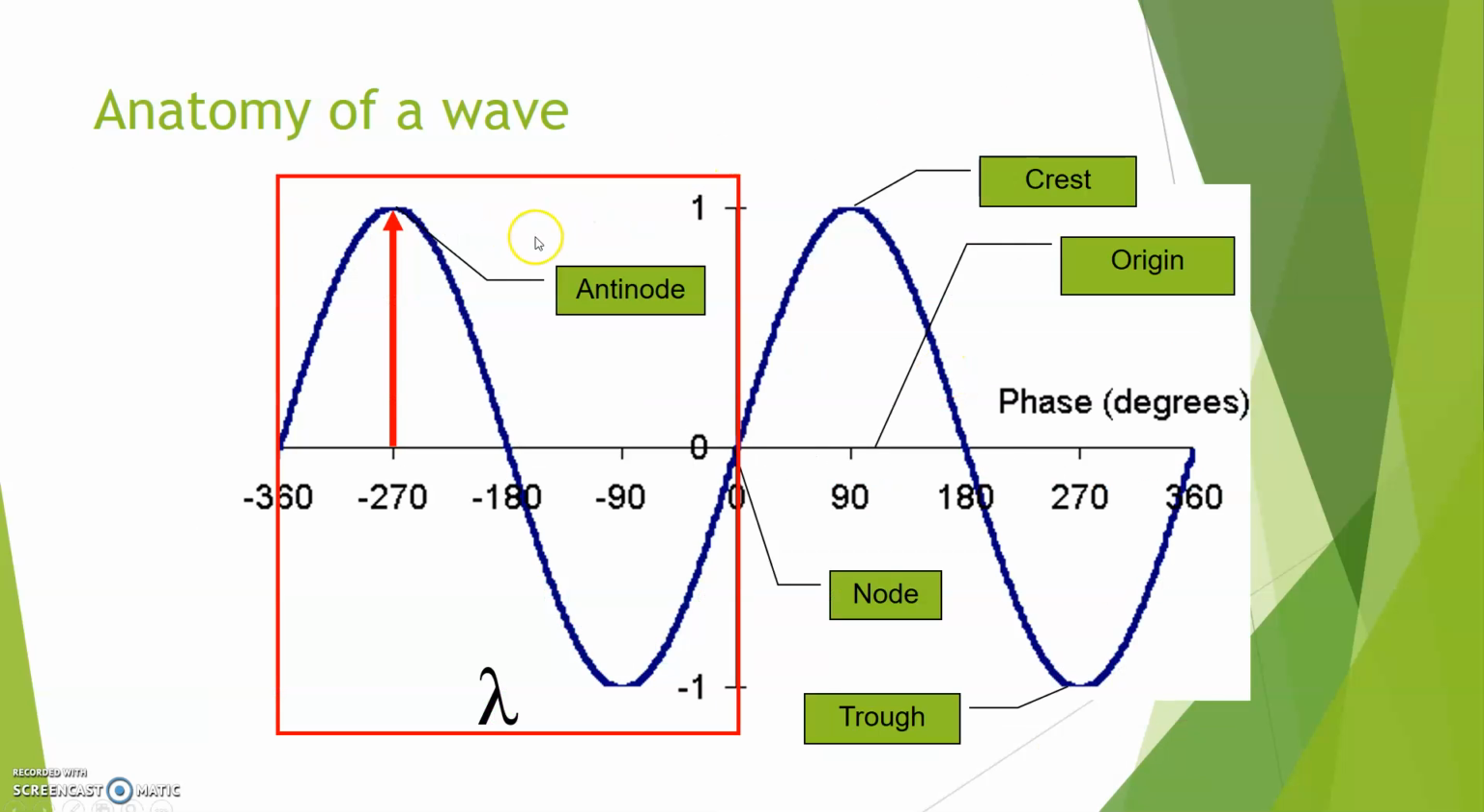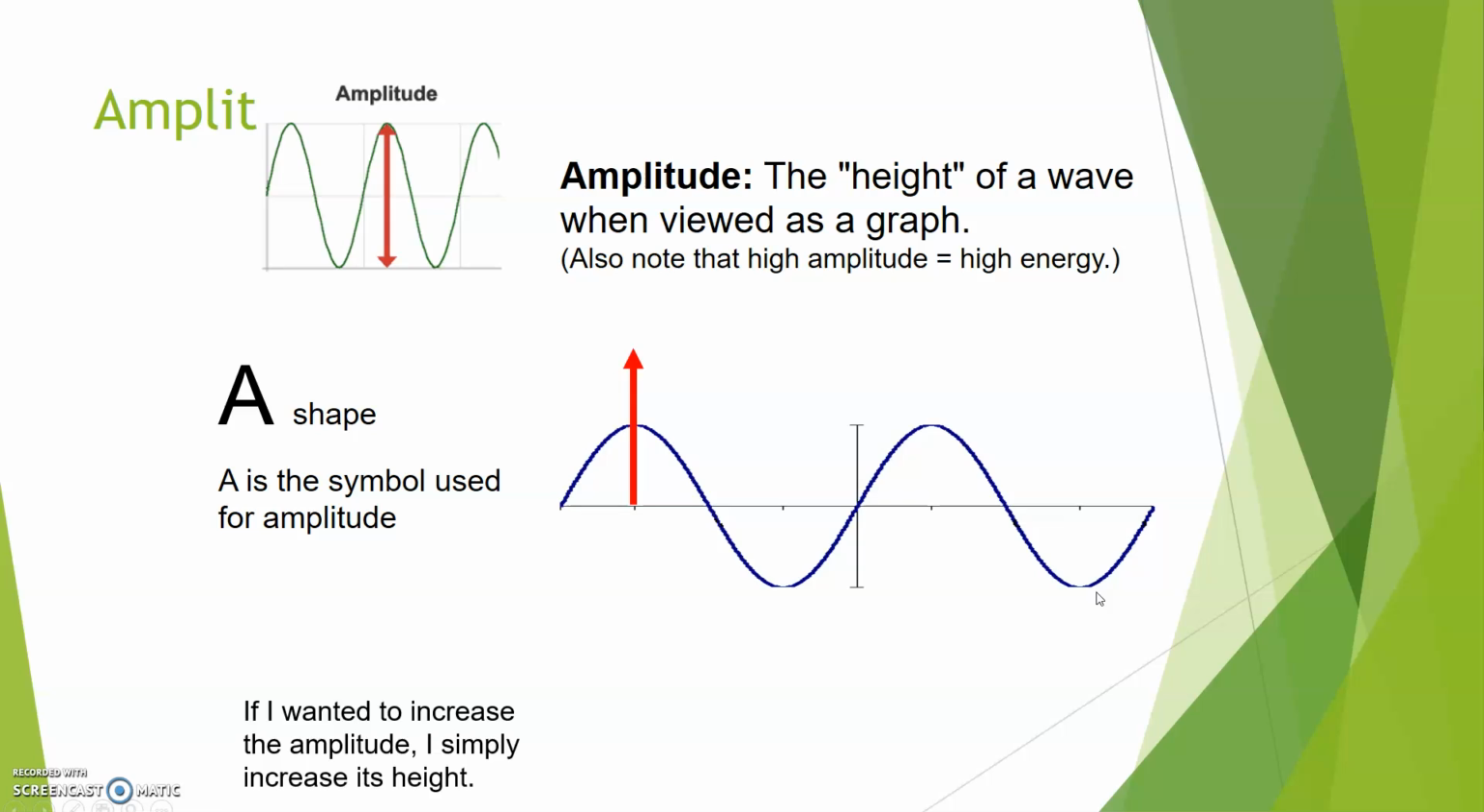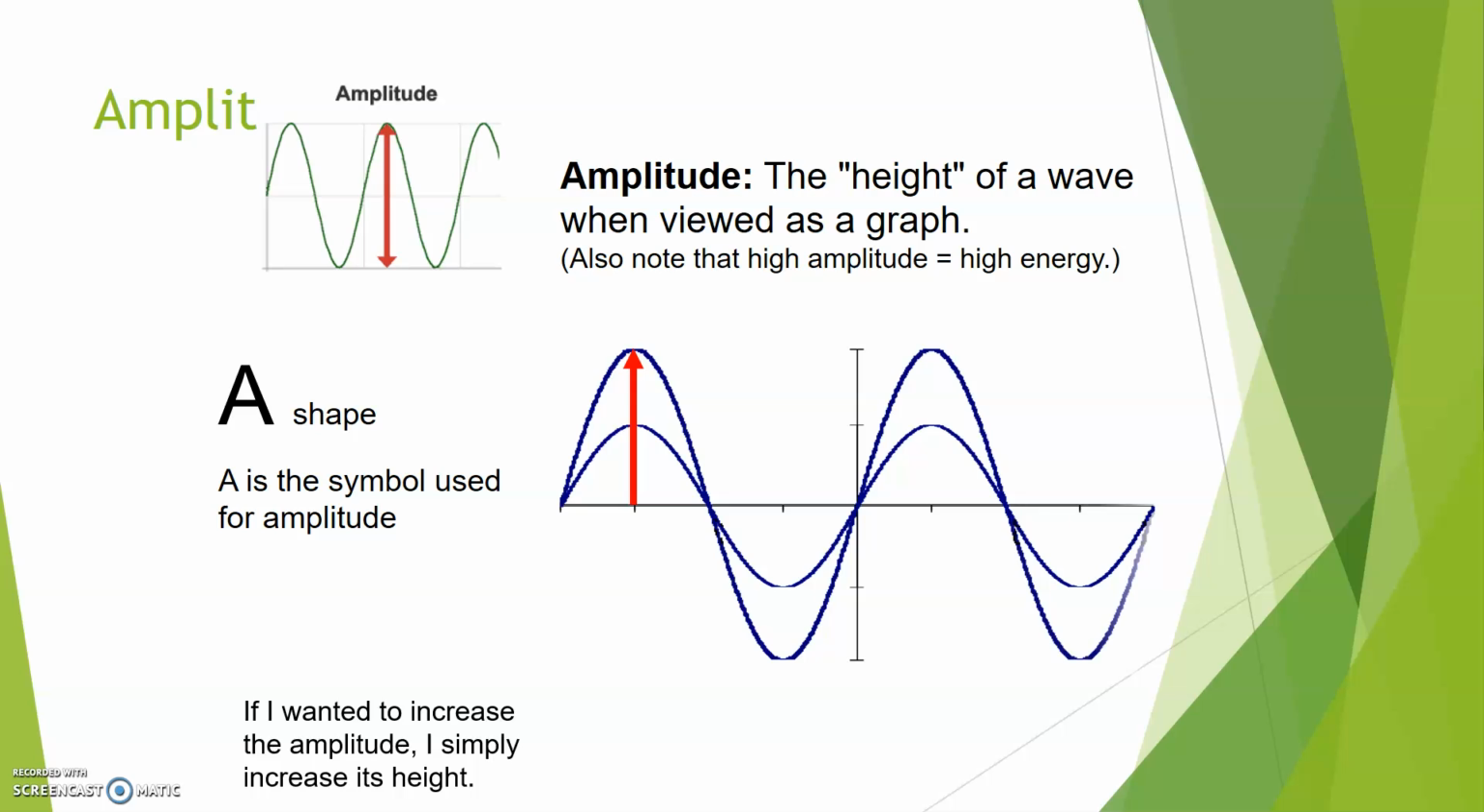So again, antinodes, maximum motion, nodes where there isn't any motion. Now we're going to go into amplitude. Amplitude is the height of the wave, and again is measured from the origin to that height, and it is also how much energy. So amplitude equals high energy. It's symbolized by the letter A. And if you increase the amplitude of a wave, you're increasing the overall height.